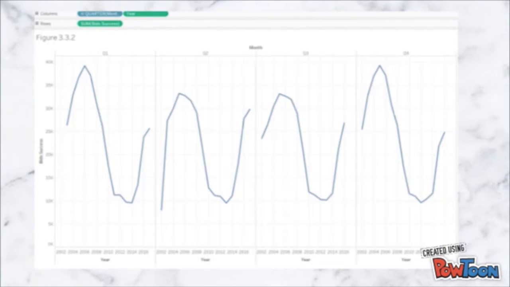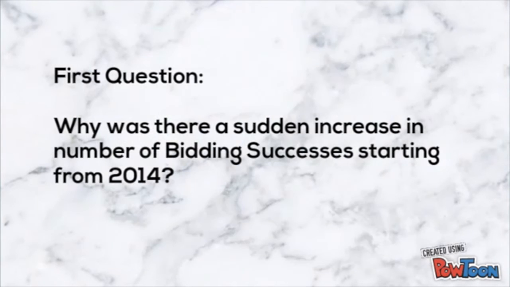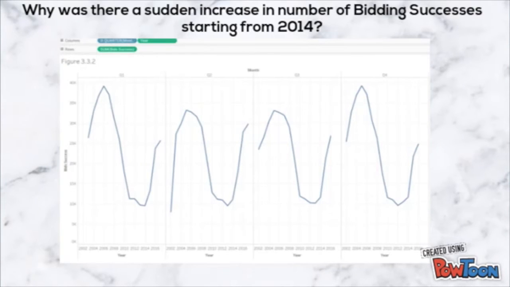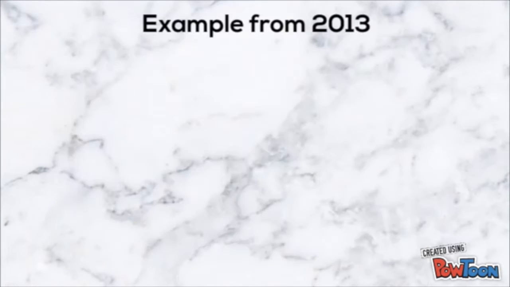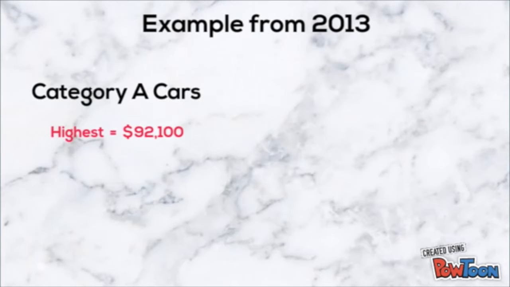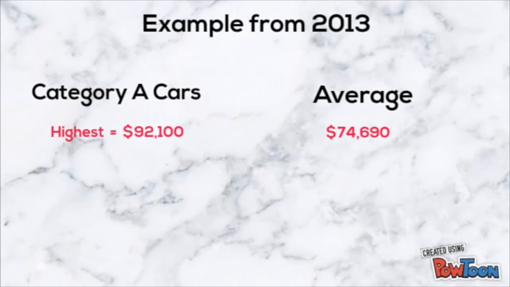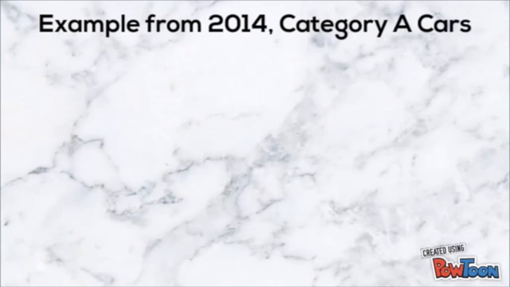Next, our team decided to group all transaction months into quarters, of which there are 4 in a year. Our team came up with 2 business questions to relate to the graphs. Based on the analysis done by SG Charts, it showed that from the year 2012 to 2014, the COE prices have been declining. For example, for Category A cars, the highest price of COE was $92,100, while the average price was $74,690 in 2013.